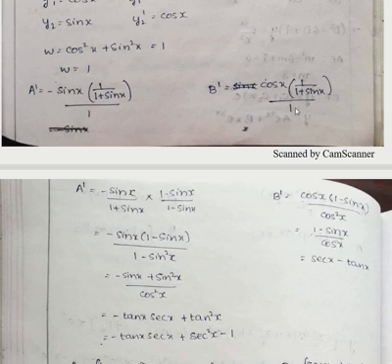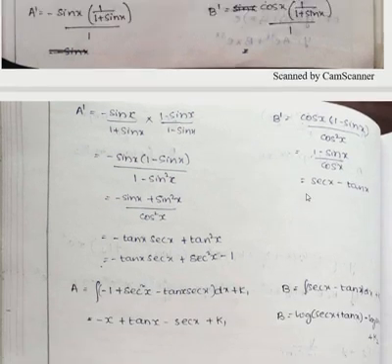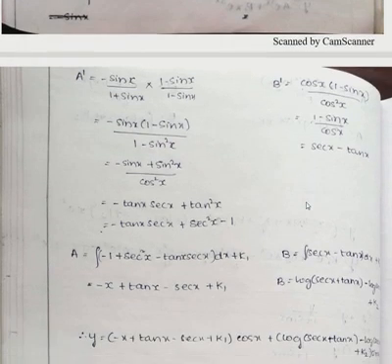1 minus sin square x can be written as cos square x. Therefore that is equal to 1 minus sin x. Here one term of cos x gets cancelled. Therefore only cos x is left, equal to 1 divided by cos x is secant x, minus sin x divided by cos x is tan x. Therefore, integration on both sides. Therefore B is equal to the integration of B dash is B. B is equal to the integration of secant x minus tan x into dx plus k2.